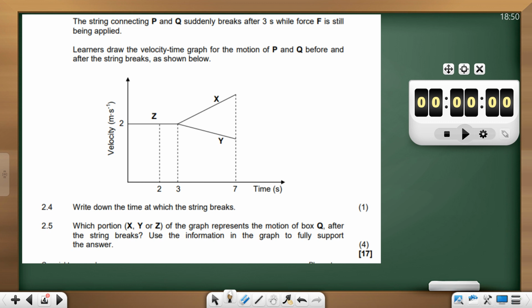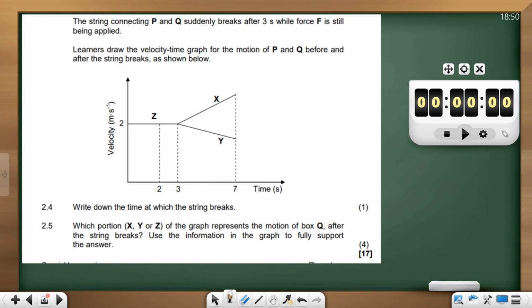All right. The string connecting P and Q suddenly breaks after 3 seconds while force F is still being applied. Let us draw the velocity-time graph for the motion of P and Q before and after the string breaks, as shown.